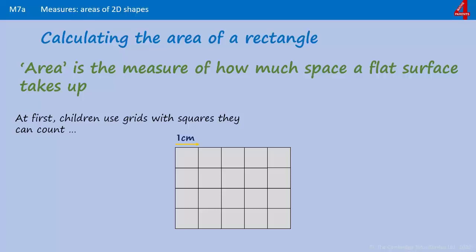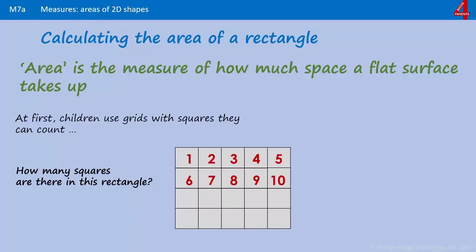In this grid, we're going to say that each of these individual squares has sides of 1 centimetre. Remembering that squares have 4 sides that are the same, each side is 1 centimetre, and we call this a centimetre square. If you count the number of squares in this rectangle, you'll be able to work out what the area is in centimetre squared.